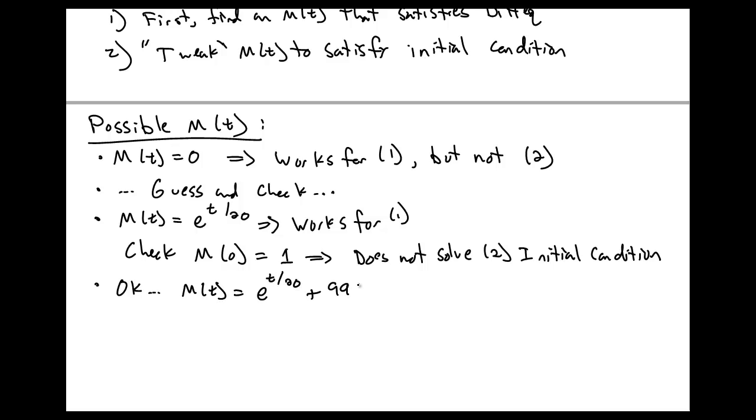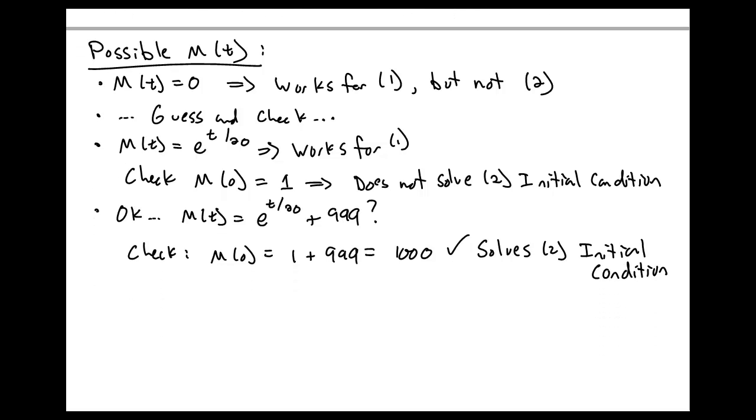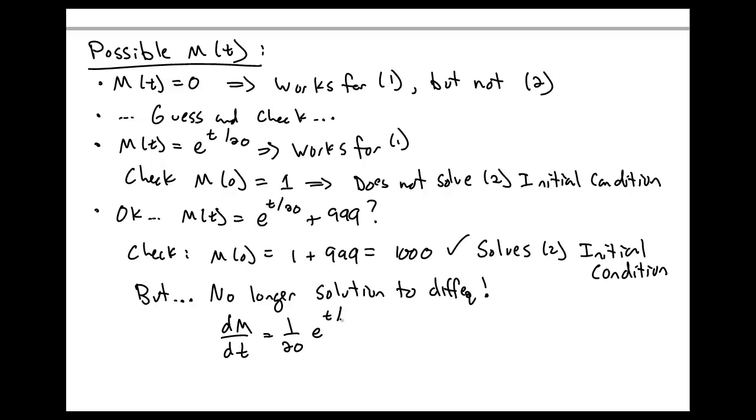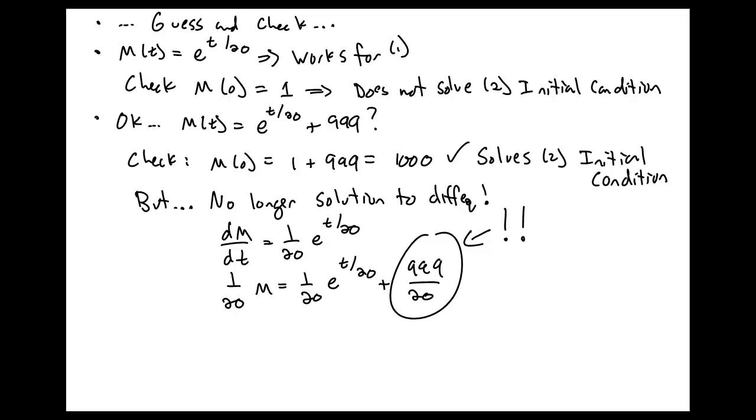Okay, but aha, I've got an idea. How about e to the t over 20 plus 999? Indeed, at t equal to 0, this gives me 1,000, which solves my initial condition. But there's a problem here, which is that this function m no longer solves the differential equation. You can see this by explicitly checking both sides of the differential equation, plugging it in. dm dt and 1/20th m are not the same. Particularly, there's this extra term here.